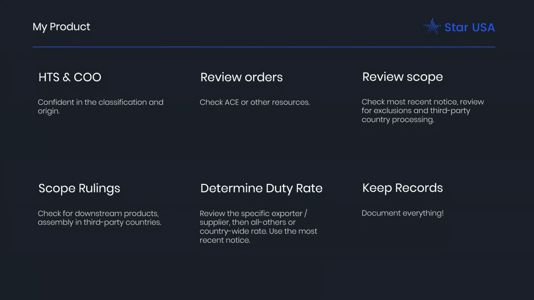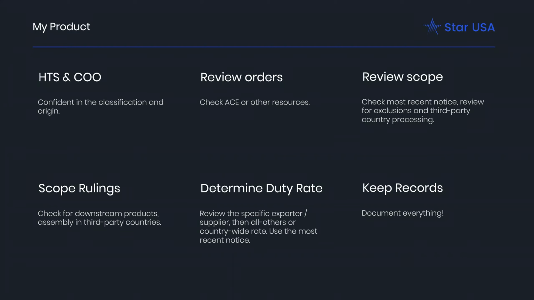That's what's required. The scope could be limited by dimensions. It could be limited by chemistry, maybe the end use. Some scopes specifically exclude products that have similar language of describing, like the scope for sticky notes excludes lined paper outside of certain dimensions. So make sure you review the whole scope, make sure you review what's excluded, and then toward the end, there's also usually, especially on newer orders, a part about third-party country processing.